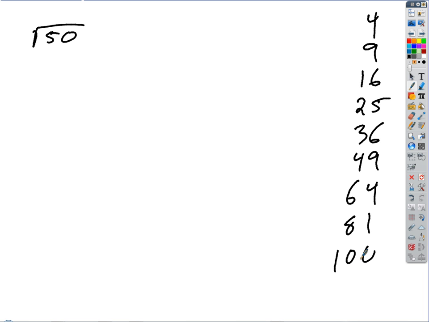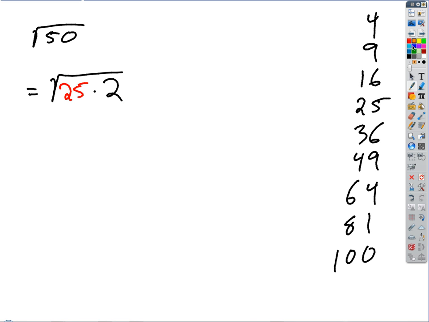Is there going to be a number on the outside? Yes, there is. There's going to be a number on the outside, if we can simplify it, and a smaller number on the inside. So is there a perfect square factor of 50? In other words, is there a perfect square, one from this list, that divides into 50? We want the biggest one possible. 25, right? So we could split this up into the square root of 25 times 2.